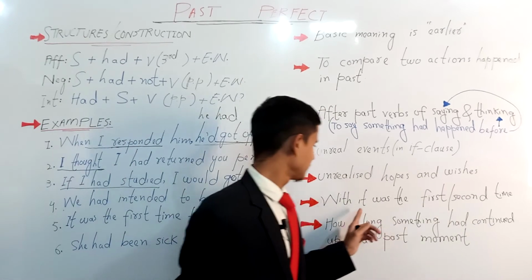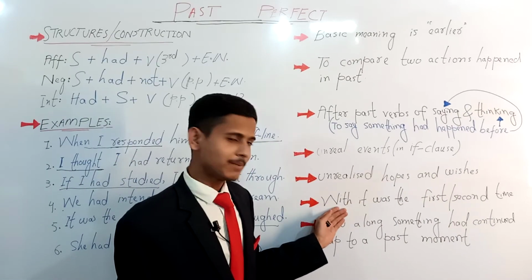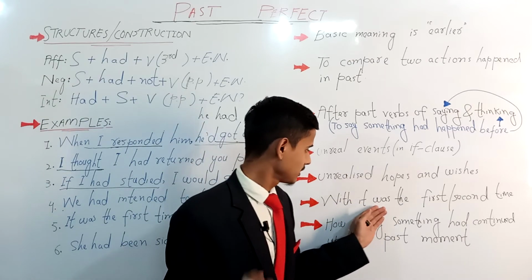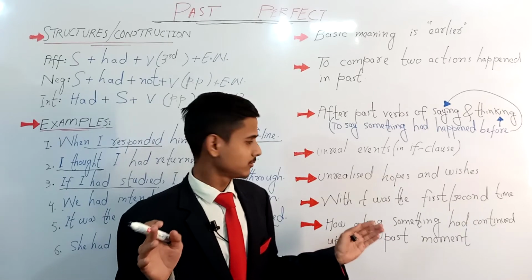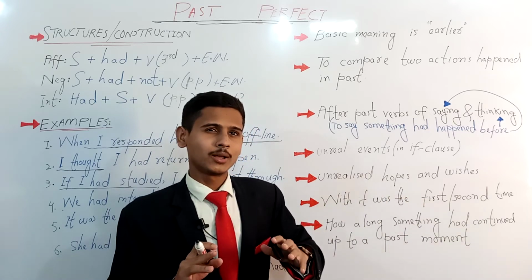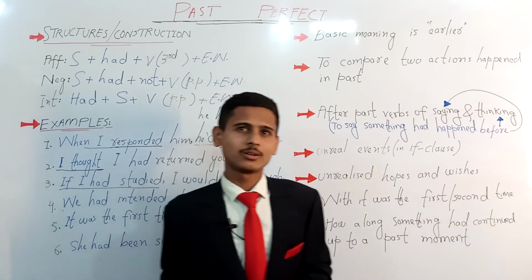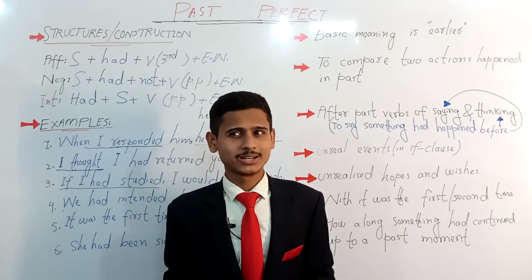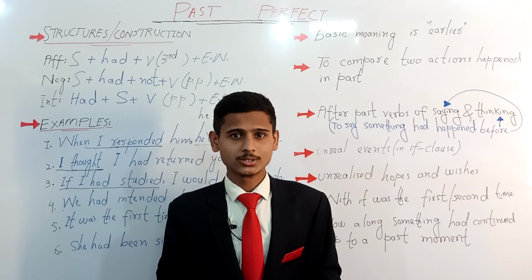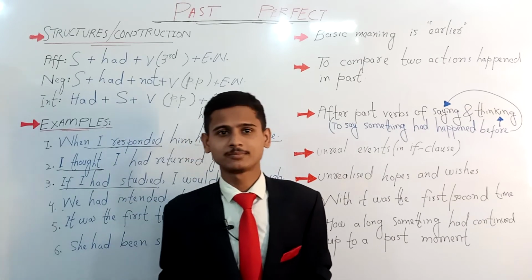Moving towards the next one, we also use past perfect with it was the first, second, and third time. I guess that these are called cardinal adjectives or ordinal adjectives, first, second, and third. I don't exactly remember what these are called.